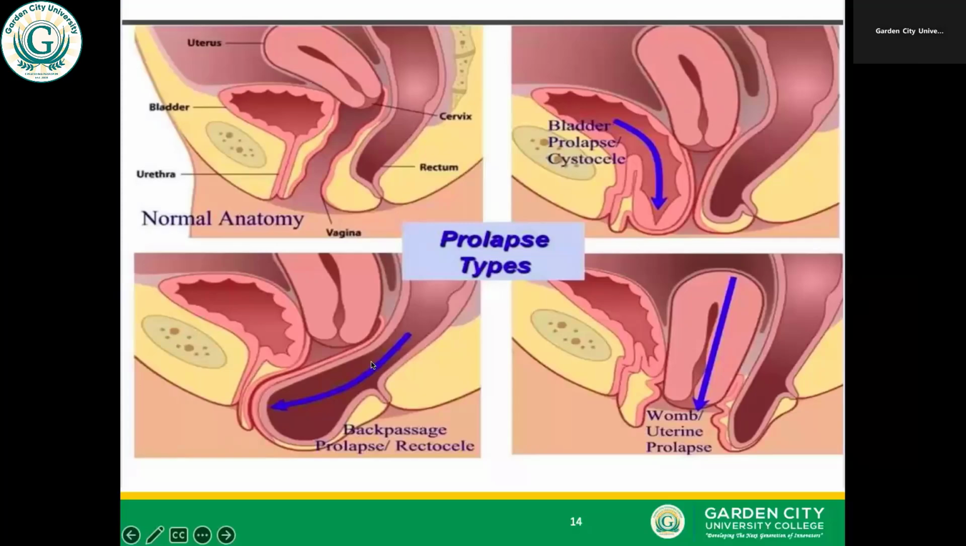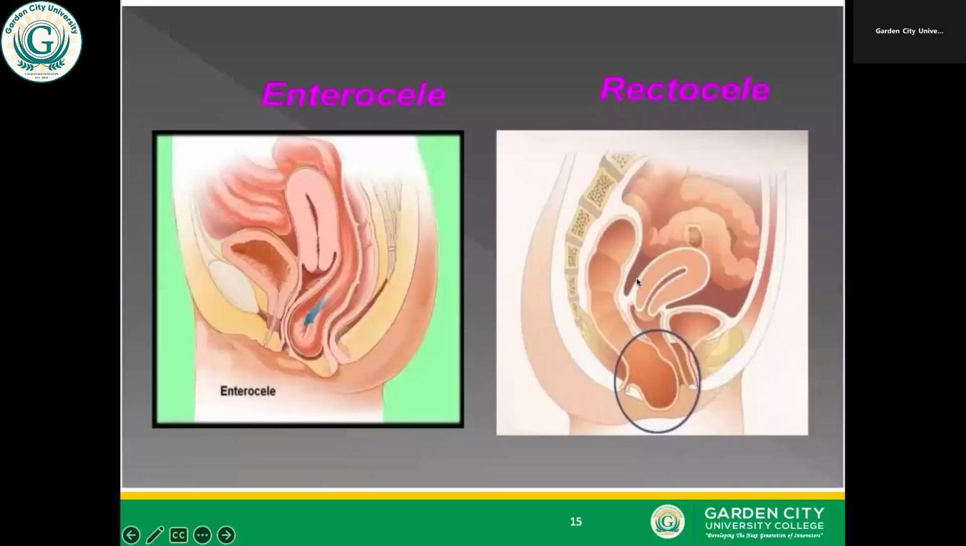And with the third image, which is the rectocele, you see that the rectum has prolapsed into the vagina. Then our final one is the uterine prolapse, which is the uterus passing through the vagina or descending into the vagina. So these are pictures of the enterocele, which is the small intestines, and then that of the rectocele.